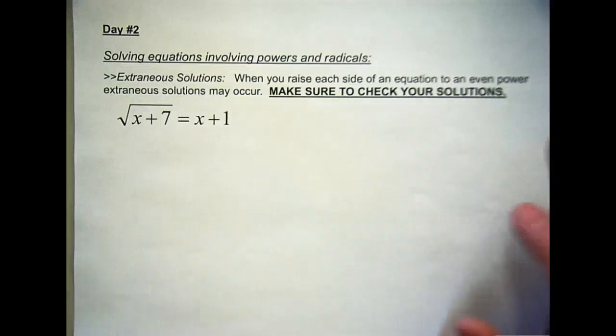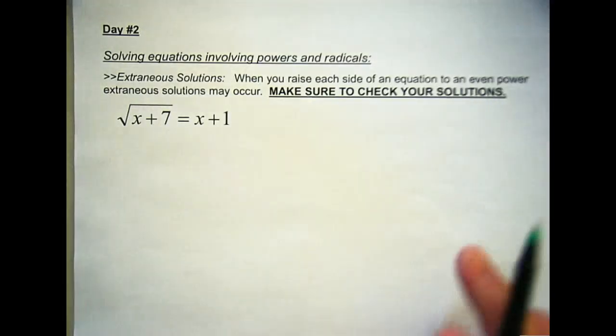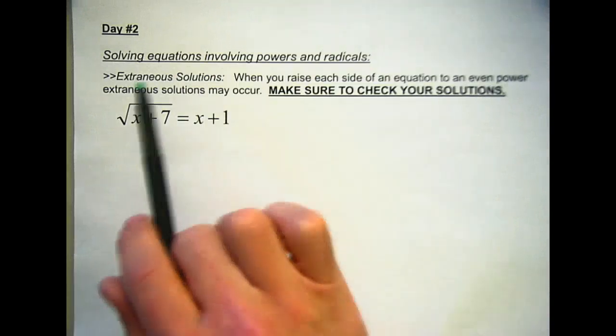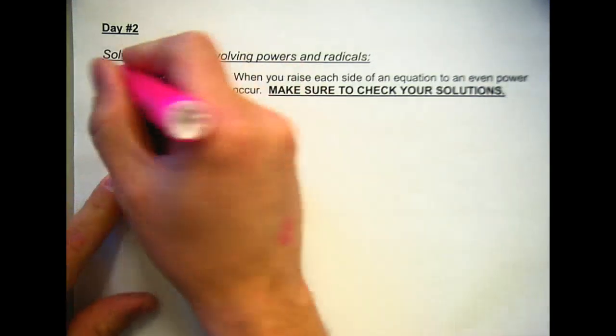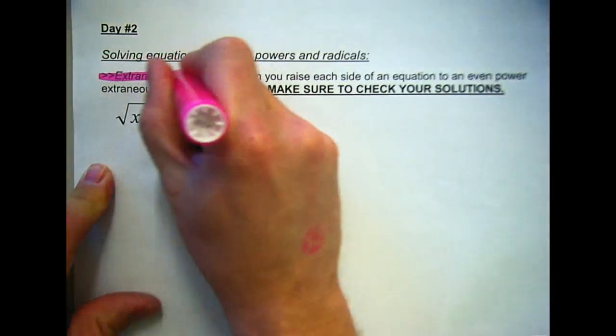So this is example 4 on your worksheet. I don't know if this specific problem's on there, but anytime we're solving equations using powers and radicals, you start sometimes getting what are called extraneous solutions. And extraneous solutions means they're like extra solutions. They're ones that won't work.